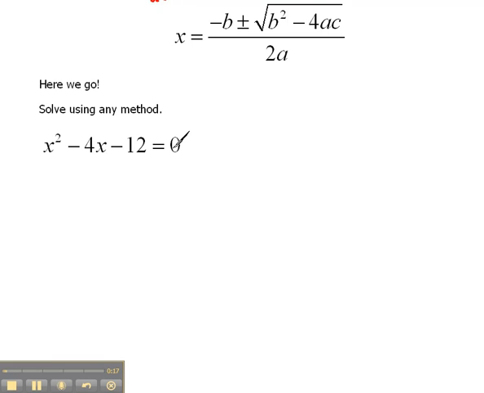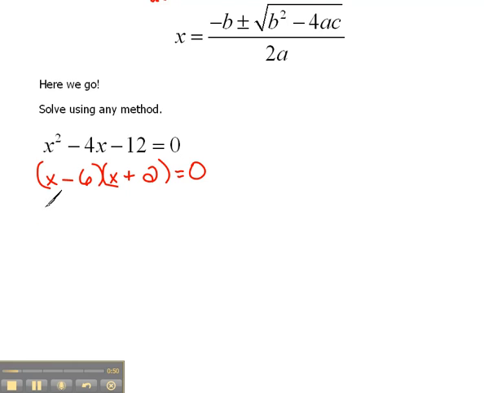Okay, so looking at this problem, if we're going to solve it, the easiest way to approach it would be to factor, because x times x is x squared, and we can think of two things that multiply together to get 12, but that would combine to get 4. That would be a 6 and a 2. 6 times 2 would be 12. And if we had a negative 6 and a positive 2, that would give us the negative 12, and it would also add to give us the negative 4.